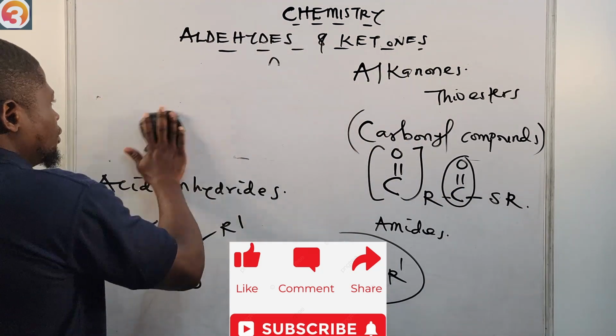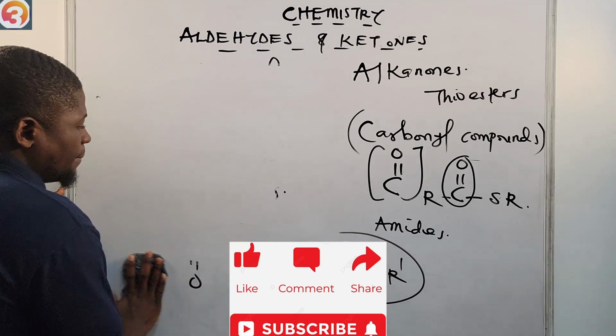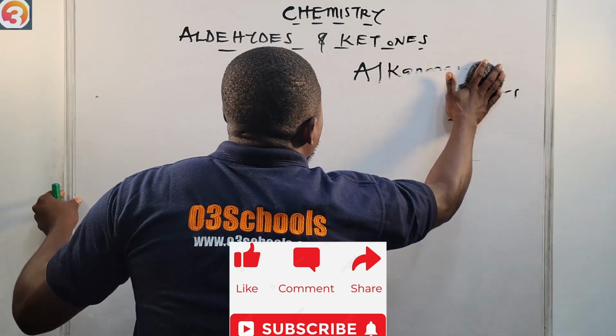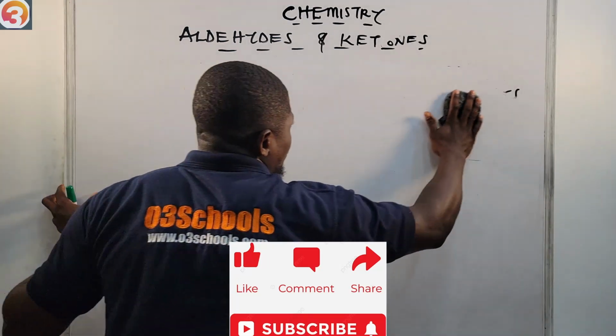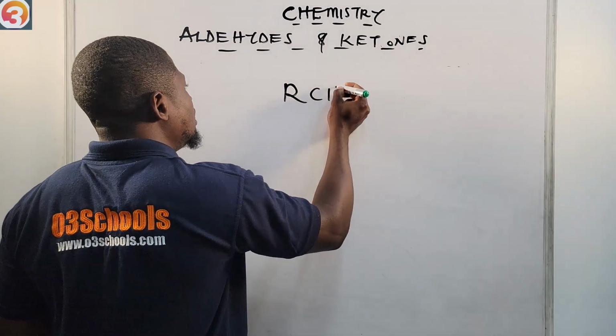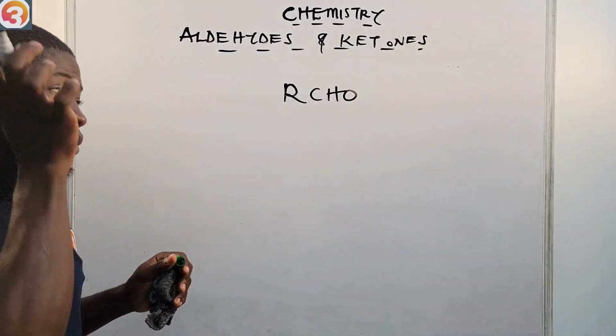Now, let us talk about the aldehydes and the ketones. So the aldehydes, we already know that they have the carbonyl group in their formula. The general formula for aldehyde is RCHO, okay? RCHO.